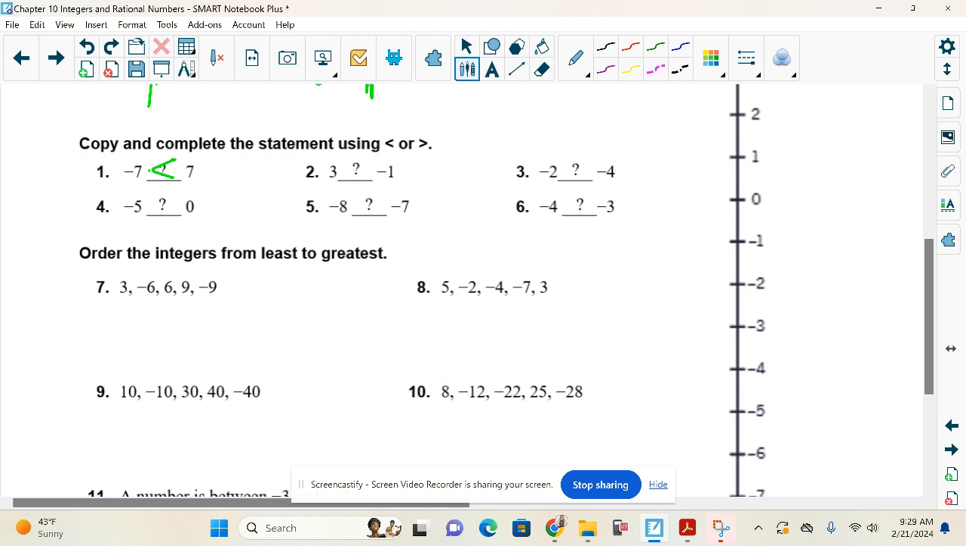3 and -1, which one's greater? 3. 3, so 2 dots, 1 dot. Boom. Y'all like the dot?